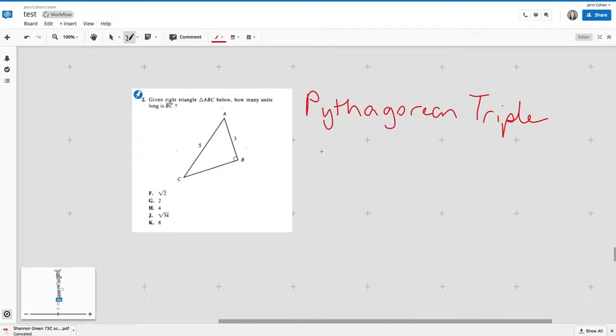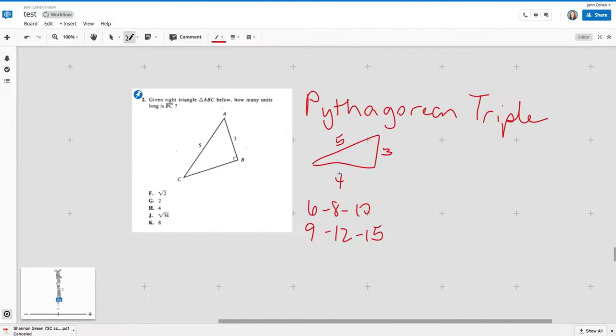The most common one is a 3, 4, 5, where we've got this side is 3, this side is 4, this side is 5. You may also see multiples of that 3, 4, 5, where it's a 6, 8, 10 maybe, or a 9, 12, 15.